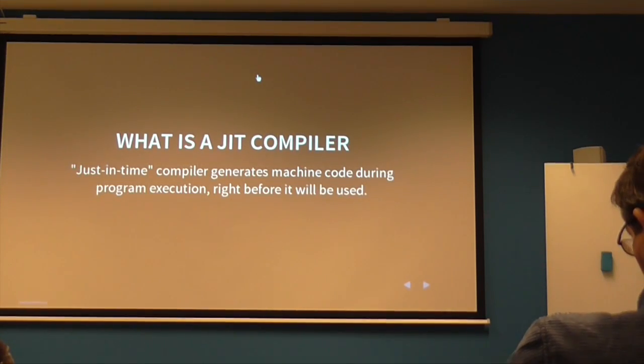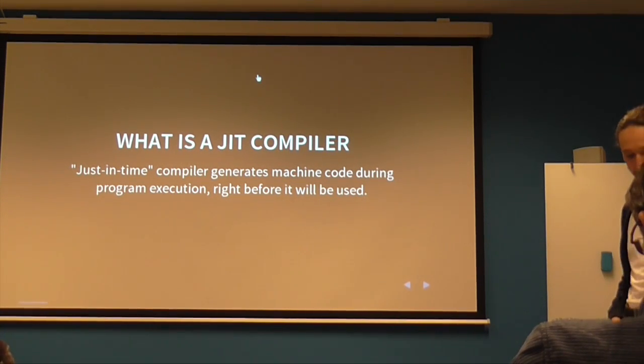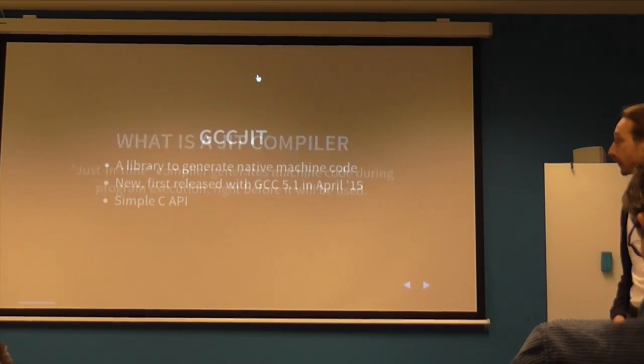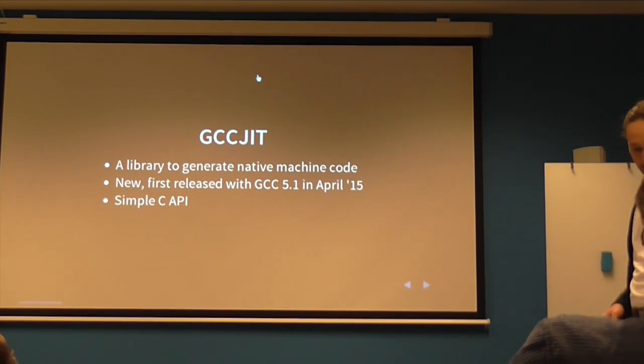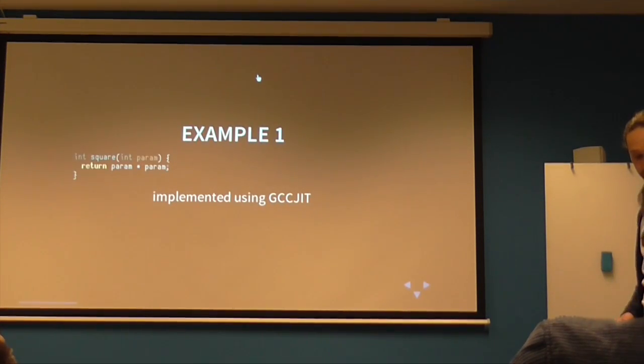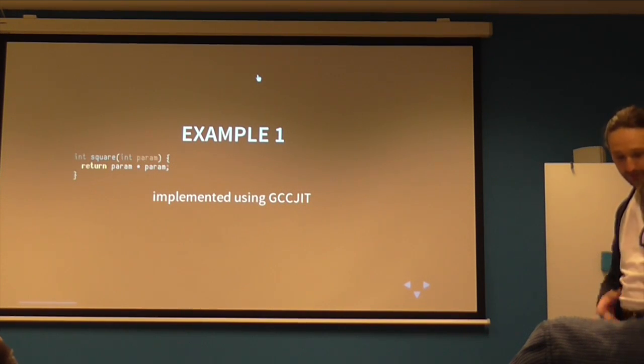JIT compiler, if you don't know, compiles code right before execution, when you need it. So a while ago I found a new library called GCC JIT. It provides an interface to the GCC compiler backend and allows you to build functions interactively using other functions, convert them to machine code, and execute them right on the spot. It has a simple C API, which lends itself perfectly to embedding into Perl. As an example, I'll make a small function that squares its argument using the GCC JIT.